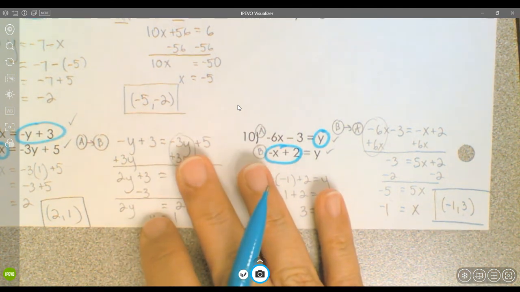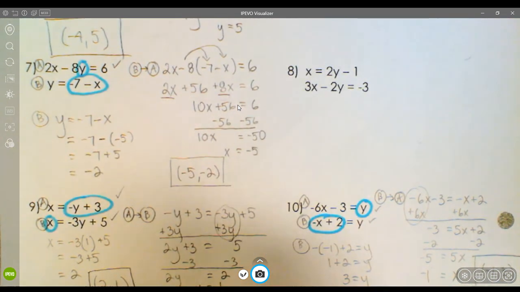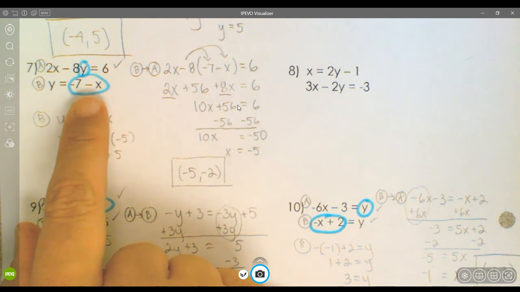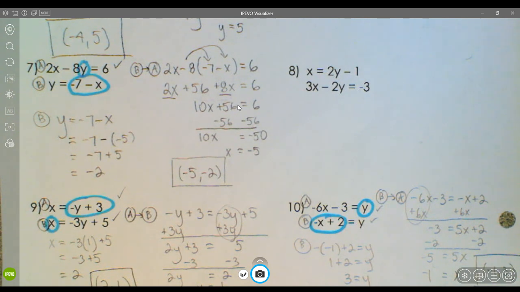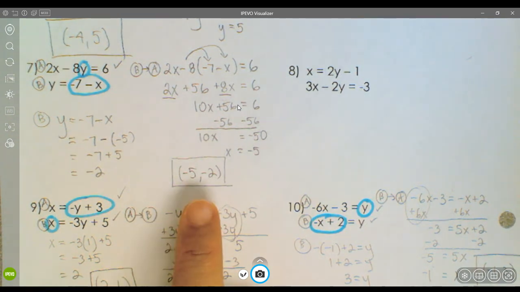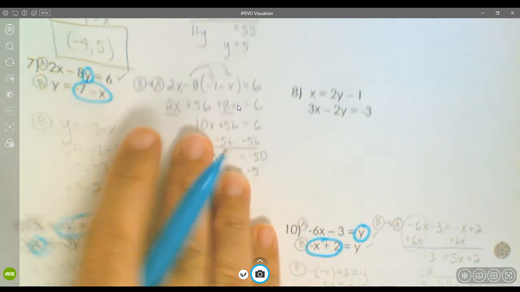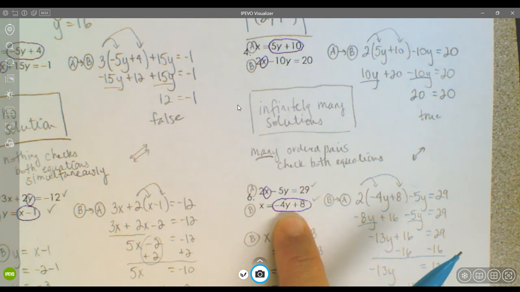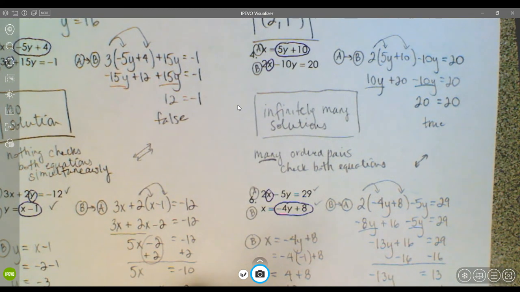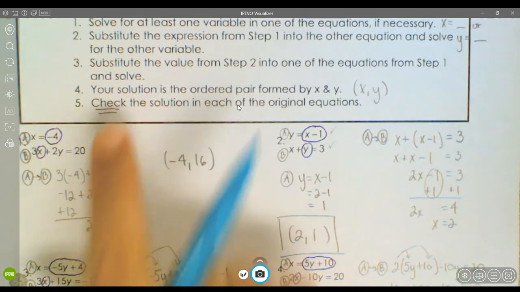Okay, so what's the moral of the story here? The moral of the story is isolate a variable in one equation. Substitute that into the other equation. Solve for one variable. Substitute again. Solve for the other variable. Write your ordered pair. But please, please, please check your answer. And I use this anytime I see a variable by itself. Anytime there's a variable by itself, I use substitution. It makes my life easier. Just remember, you always want to check your answer. And that's it.